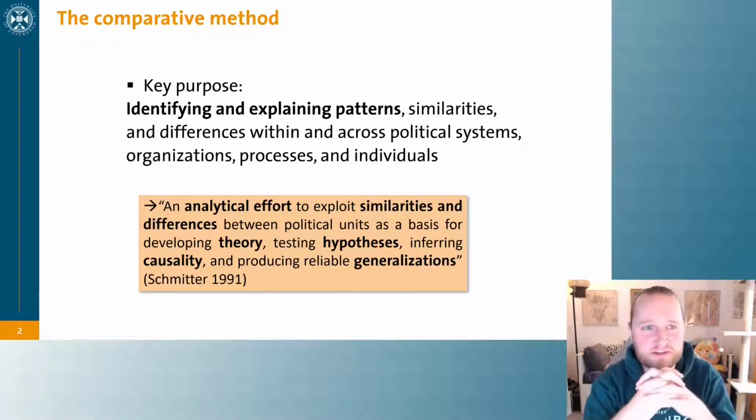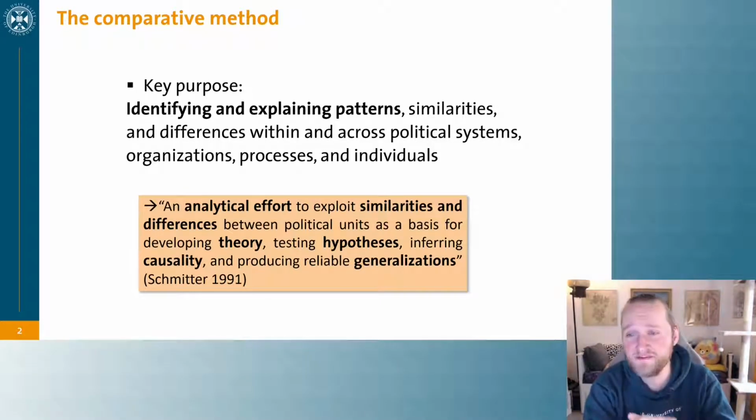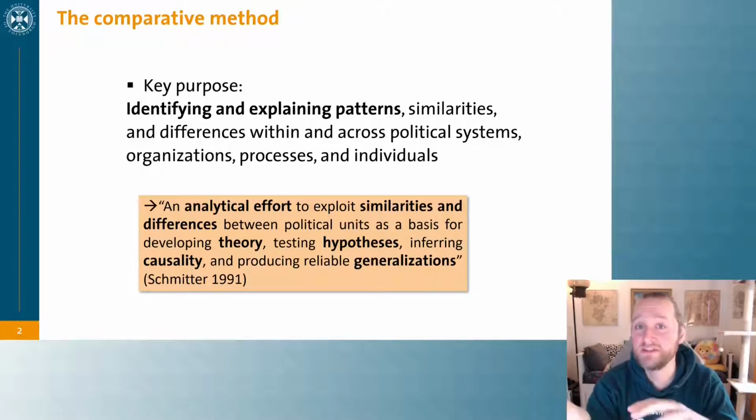So let's remind ourselves really briefly that the comparative method, the key purpose of it is to explain patterns, identify them first, and then explain them once we've identified them. So we look across time and across space. We identify which things are similar, which things are different, and the resulting patterns, how do we explain those then?